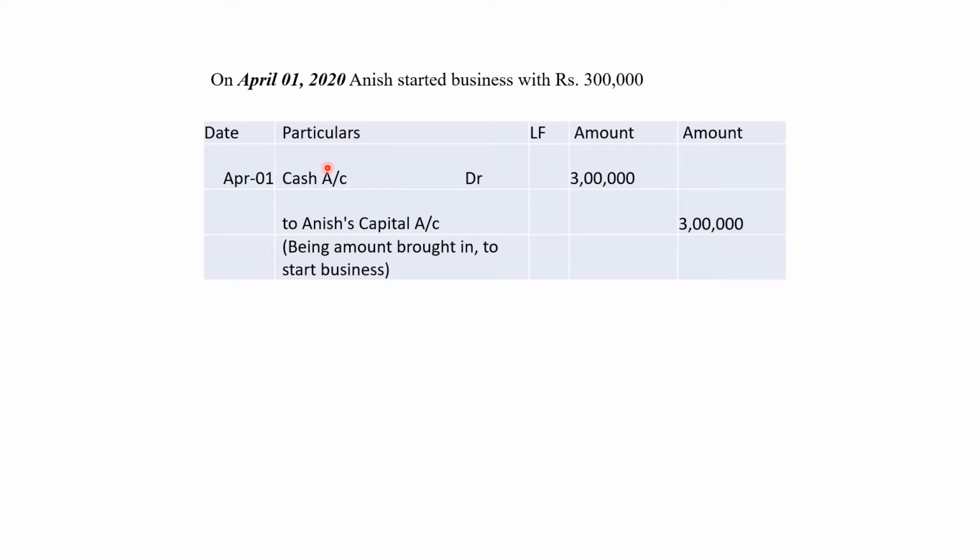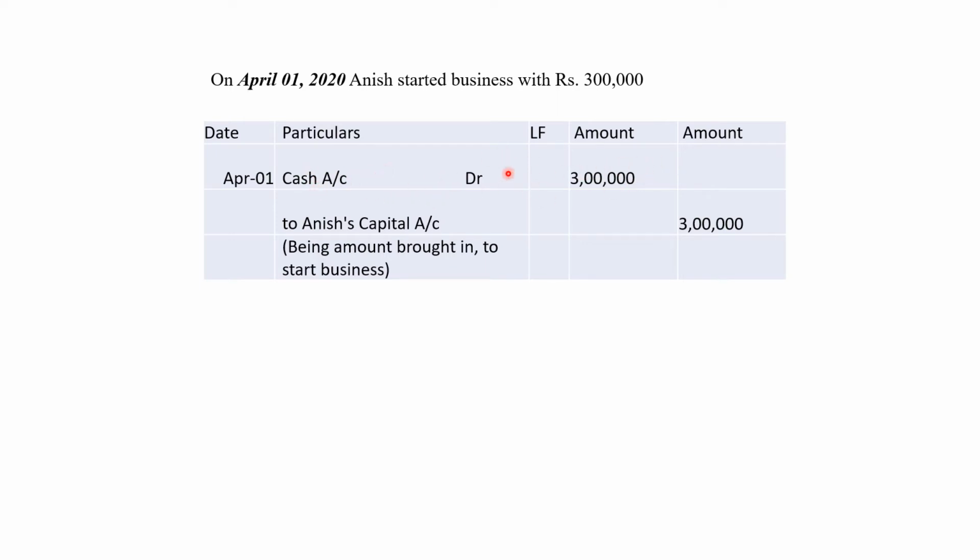So this particular transaction was journalized as cash account debtor to Anish's capital account. Now observe what happened: Anish started business with 3 lakh. So who received that 3 lakh? The business. The business received the 3 lakh. What came in? Cash came in. Now, cash is an asset over here. It's a real account. So being a real account, debit what comes in. So 3 lakh rupees have come in.